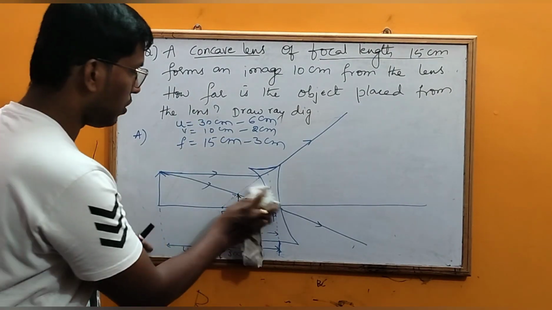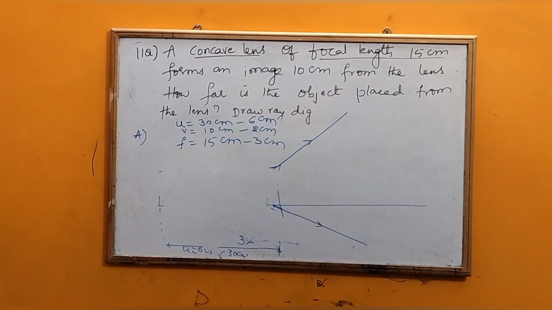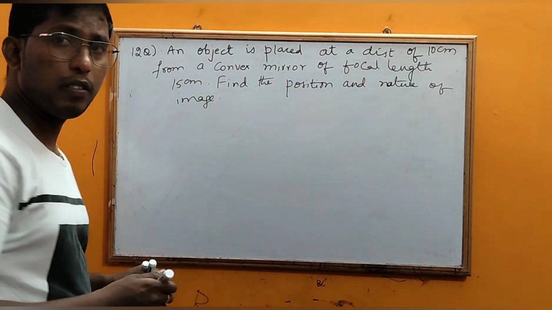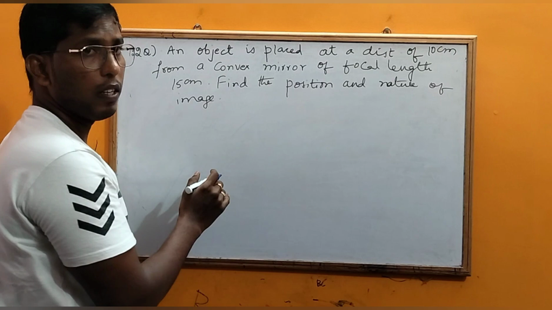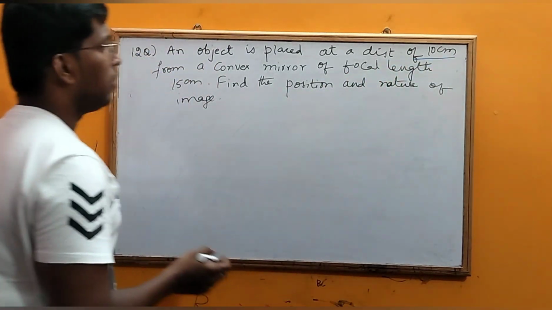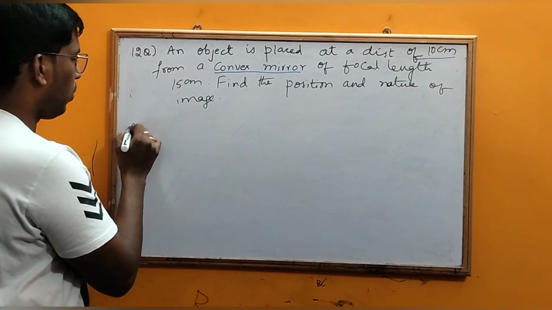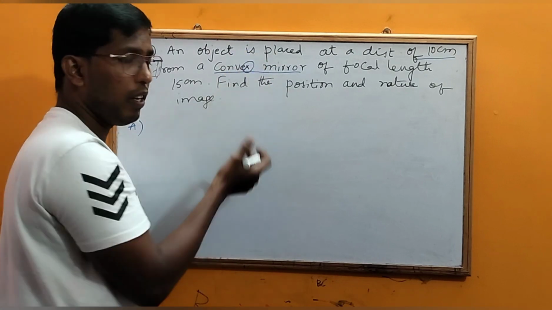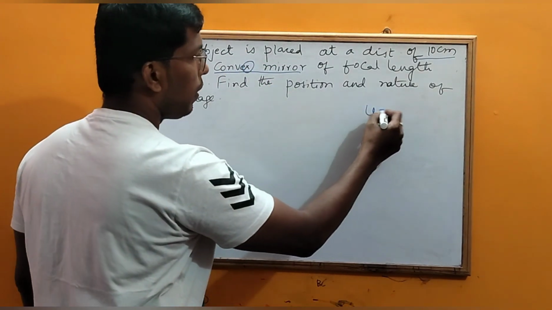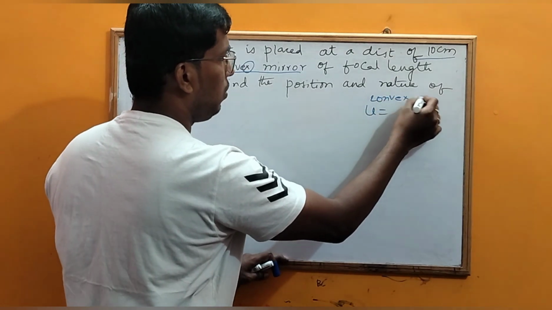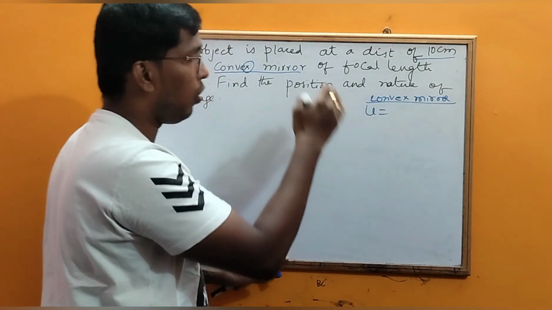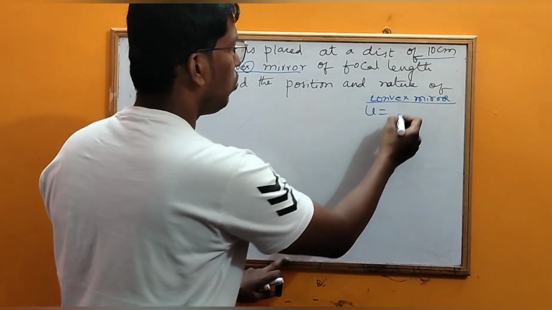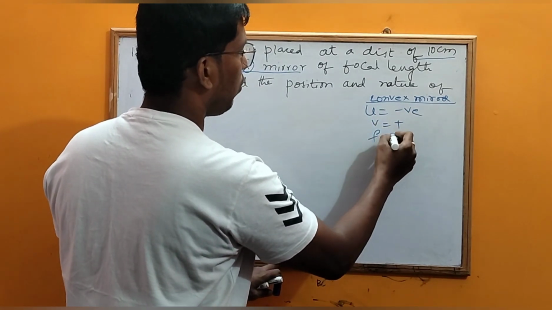Okay, let us see the next question, the 12th question. An object is placed at a distance of 10 centimeter from which mirror is given? Convex mirror. I told you the sign convention. Convex, last letter X, if you turn it, it will become plus. So in a convex mirror, except u, all the values, image distance, focal length, everything will be positive. So u is negative, v plus and f also plus.